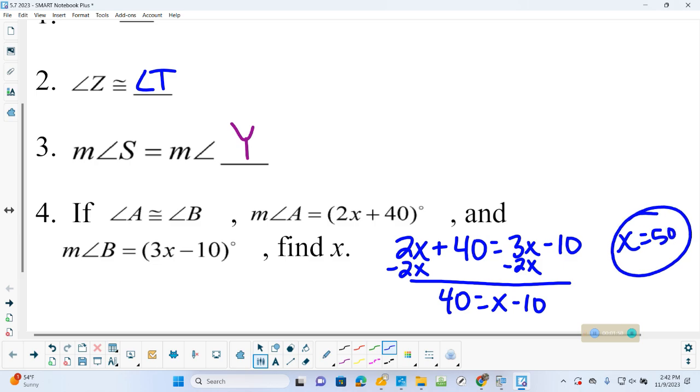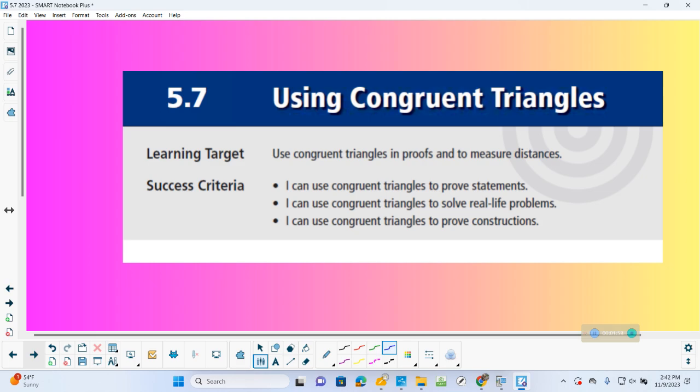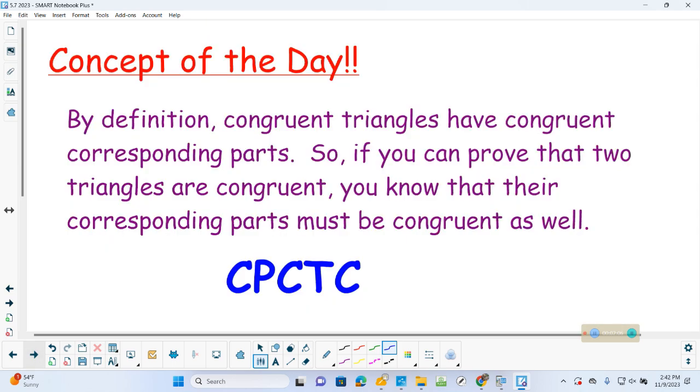So you're going to see me come back to this slide here in a minute because we're going to talk about these corresponding parts again today. So I'm going to reference that. So notice, what are we doing? Use congruent triangles in proofs. Proofs, remember, it's all proofs today. So there's nothing for you to write or do anything yet. I got to scroll it down. It's not on the slide, so hold on.